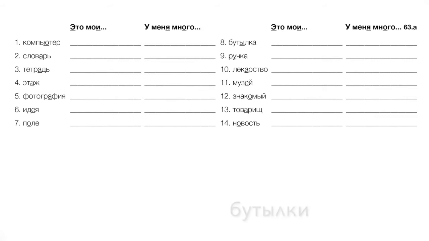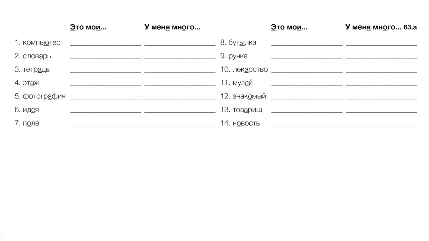8. Бутылка. Это мои бутылки. У меня много бутылок. All right, zero ending, by the way, butylok, and then we're supplying the mobile vowel to break up the L-K cluster. 9. Ручка. These are my pens. Это мои ручки. And then I have many pens. У меня много ручек. Okay, note the yo there. We're writing that as our mobile vowel because we can't have the unstressed o after ch, right?